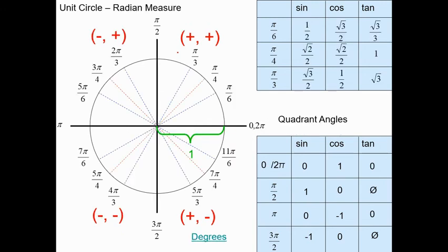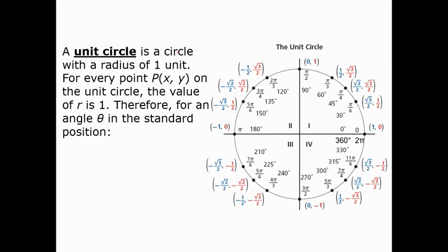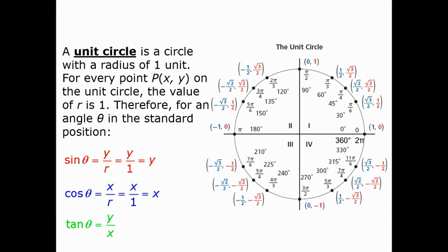So when you fill out all the tables, this is what the unit circle starts to look like under radian measures, and this is what it would look like with degree measures. And when you put that together, you have the unit circle. This is a circle with a radius of 1, and every point P(x, y) on the unit circle has r with a unit of 1, and therefore an angle theta is in the standard position. So your sine of theta is equal to y, the cosine of theta is equal to x, and then your tangent theta would be y over x.